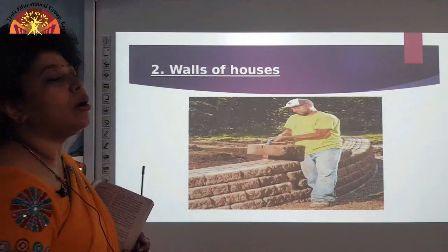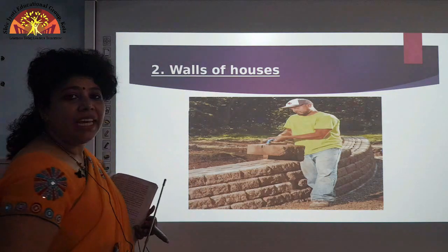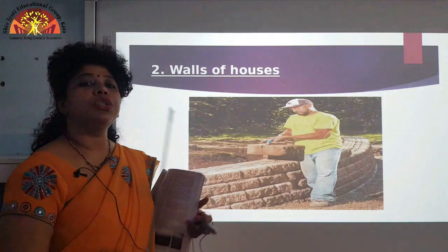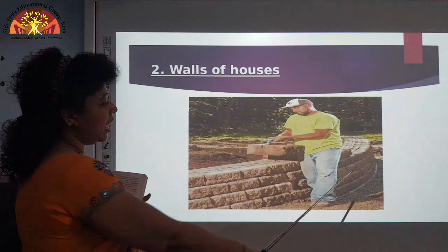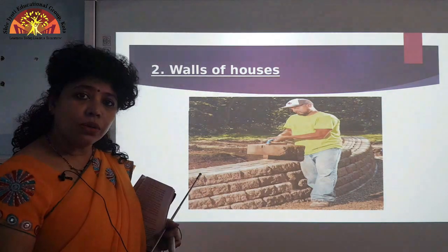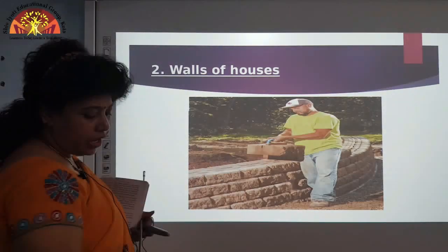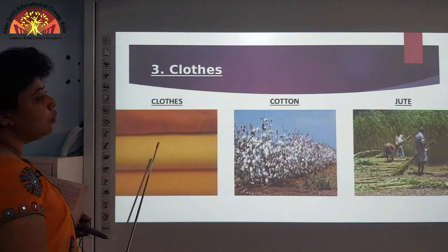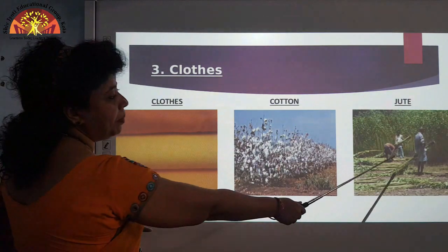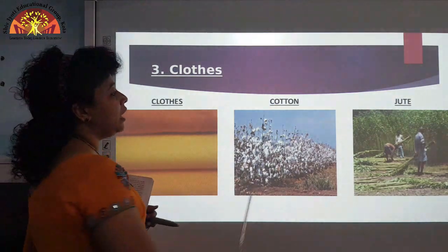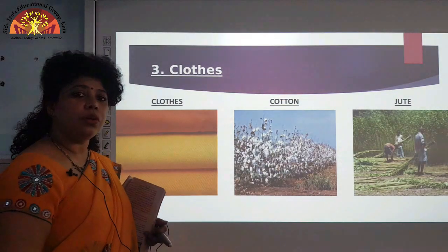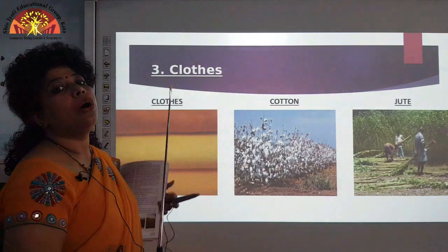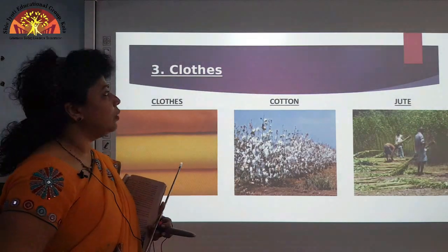Our next importance is walls of houses. In villages, you can find people using mud or soil to build walls of their houses. So, to build houses, they depend on soil. And the third importance is clothes. We make clothes from plants like cotton plant and jute plant. And where do these cotton and jute plants grow? They grow in soil, and hence we can say we depend on soil even for our clothes.